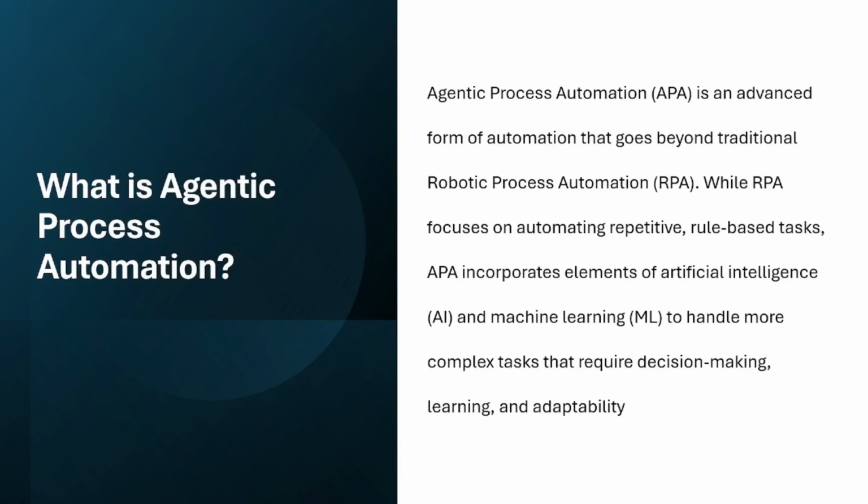Agentic process automation is an advanced form of automation that goes beyond traditional robotic process automation. While RPA focuses on automating repetitive, rule-based tasks, APA incorporates elements of artificial intelligence and machine learning to handle more complex tasks that require decision-making, learning, and adaptability. Right? So APA has the capability of using artificial intelligence and machine learning to automate the tasks.